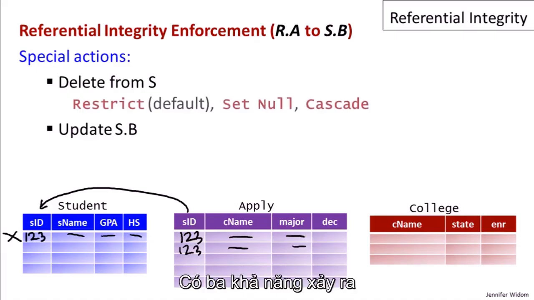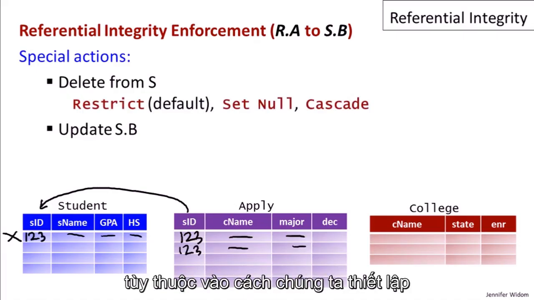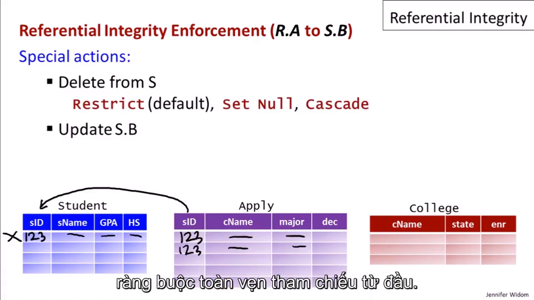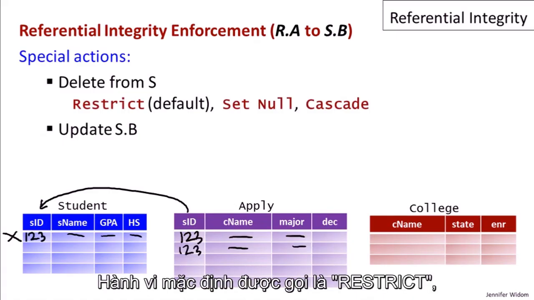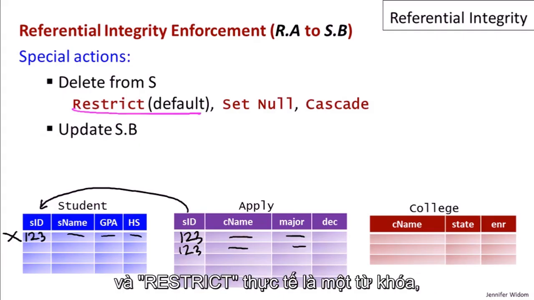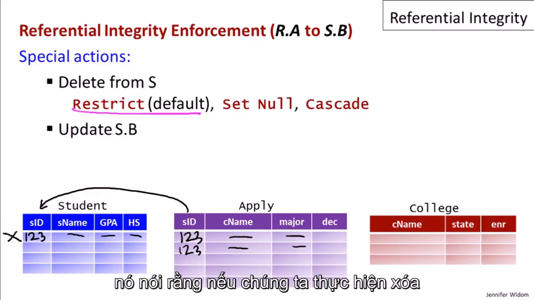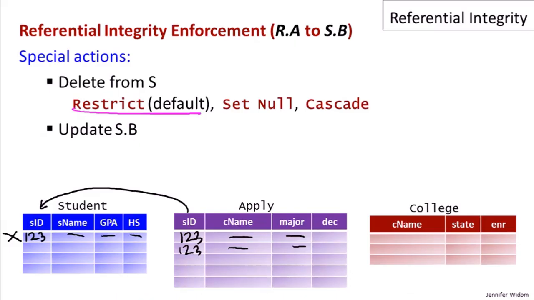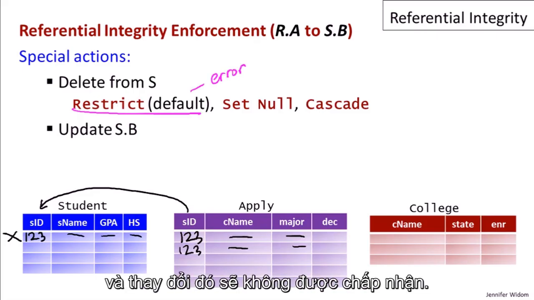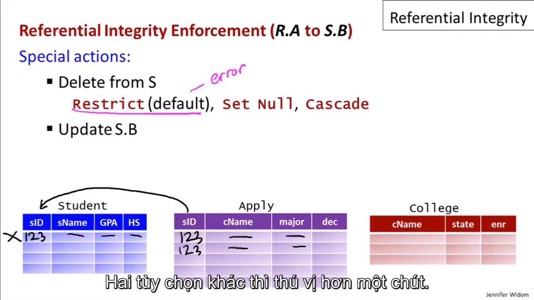There are actually 3 possible things that can happen depending on how we set up the referential integrity constraint in the first place. The default behavior is what's called restrict. Restrict is actually a keyword, but that's the default. It says that if we do a deletion to the referenced table and a constraint becomes violated, then we generate an error, just like I said before, and the modification is disallowed.